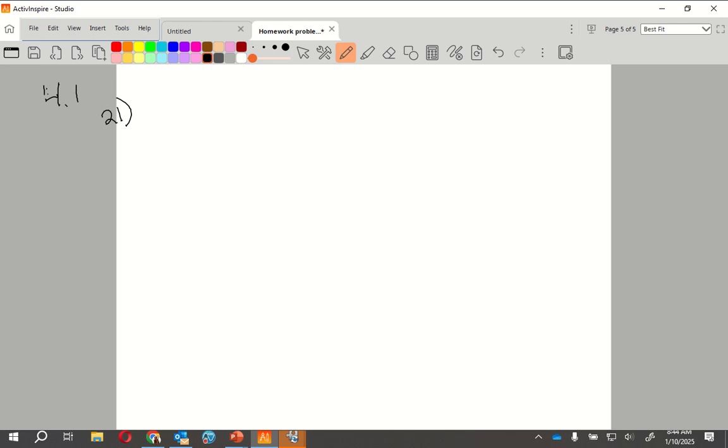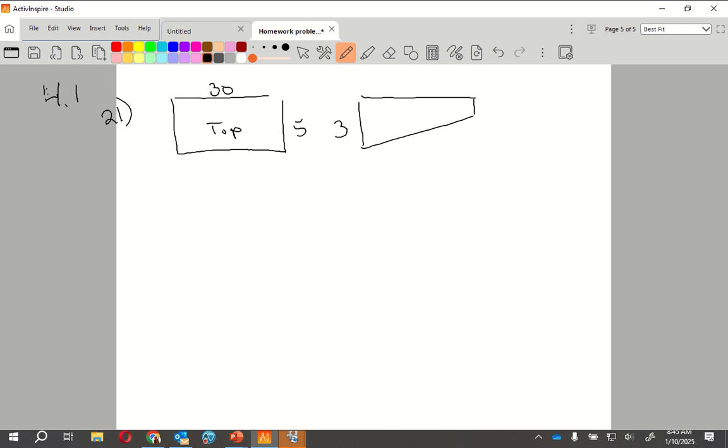So it is 30 by 5. So I'm going to start by drawing here. So the top view is 30 by 5. Side view is 3 and 1.